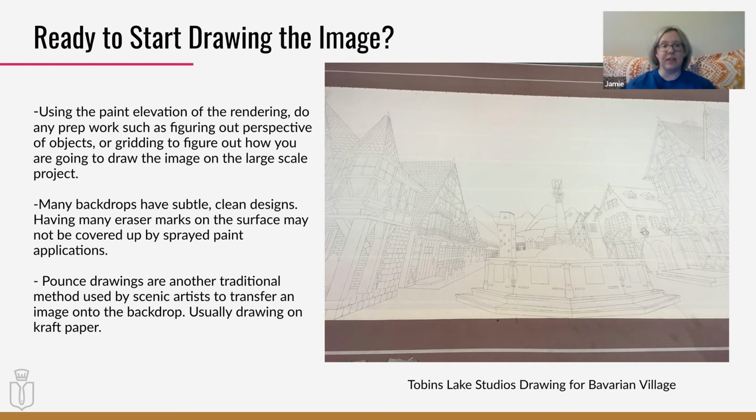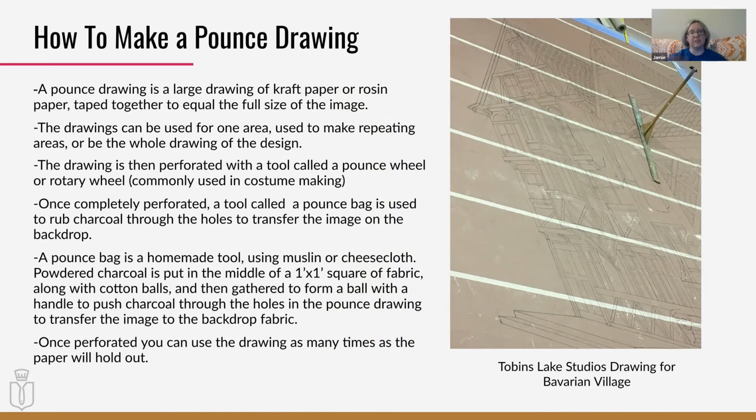And that is achieved a lot of times by making pounce drawings, which are another traditional method used by scenic artists to transfer an image onto the backdrop. And it's usually drawn on craft paper, or in this case, it's mostly rosin paper is what you all are going to see here. So this is still the same drawing that I was talking about before at the Bavarian village. So this is just rosin paper. And it's only 3 feet wide, so you see it taped a lot. The advantage of craft paper is I do think it comes in wider widths.